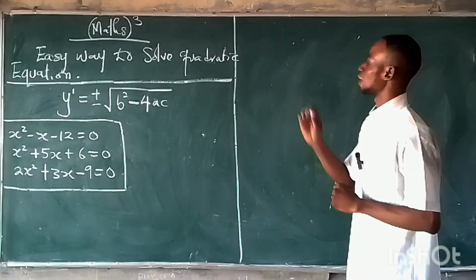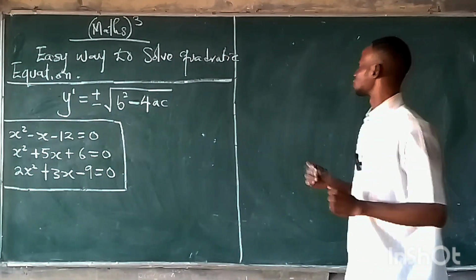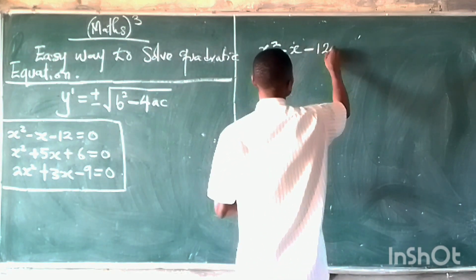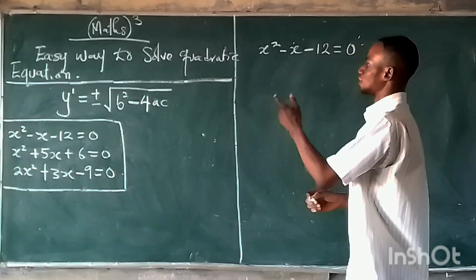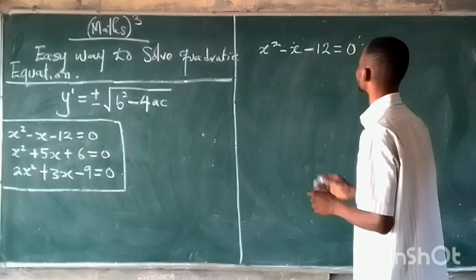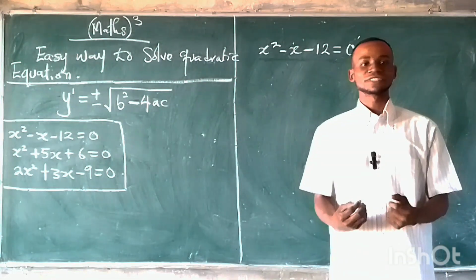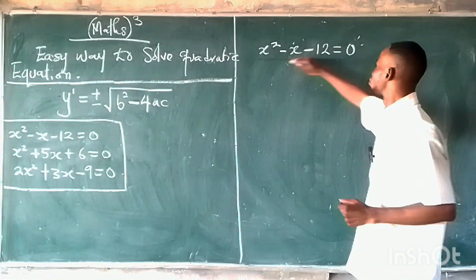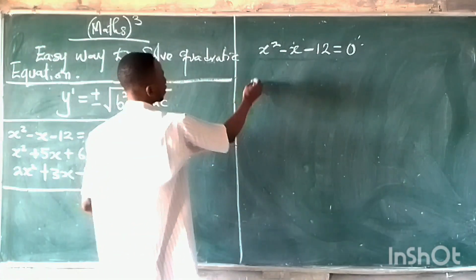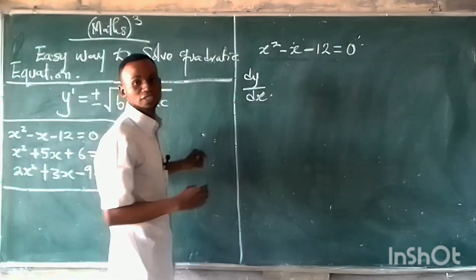Now, let's take the first example, which is x squared minus x minus 12 equals 0. Using this formula, the y prime represents differentiating this expression. We differentiate from this side to this side, moving in this direction, and differentiating with respect to x, that is what this y prime represents.